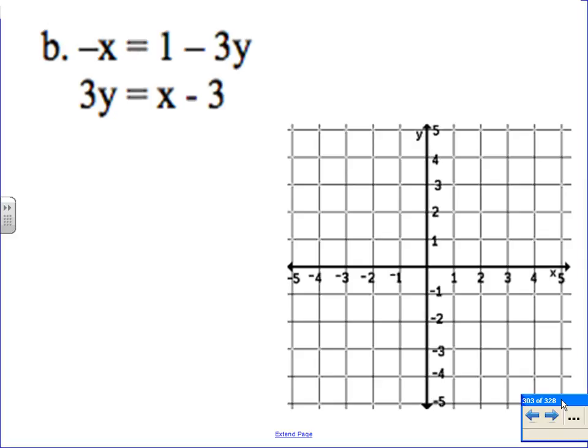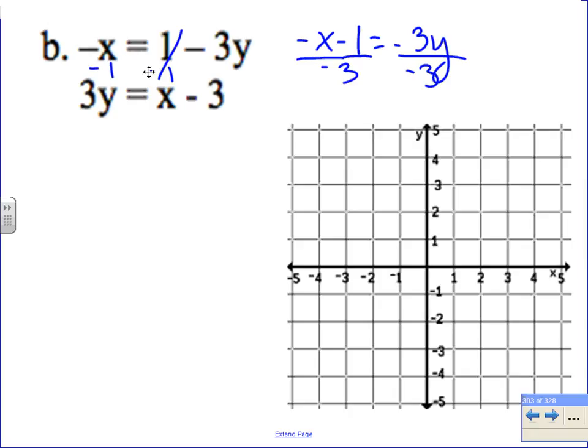All right, I want everyone to look at letter B. Shh, 6th grade, letter B. Okay, letter B. What is different about this one than letter A? Camille. Good. The equations are not in function notation form. In other words, they're not in y equals form. So let's get them into y equals form. The first one, we need to subtract 1 on both sides. So we have negative x minus 1 equals negative 3y. And then to get rid of the negative 3, we are going to divide everything by negative 3.